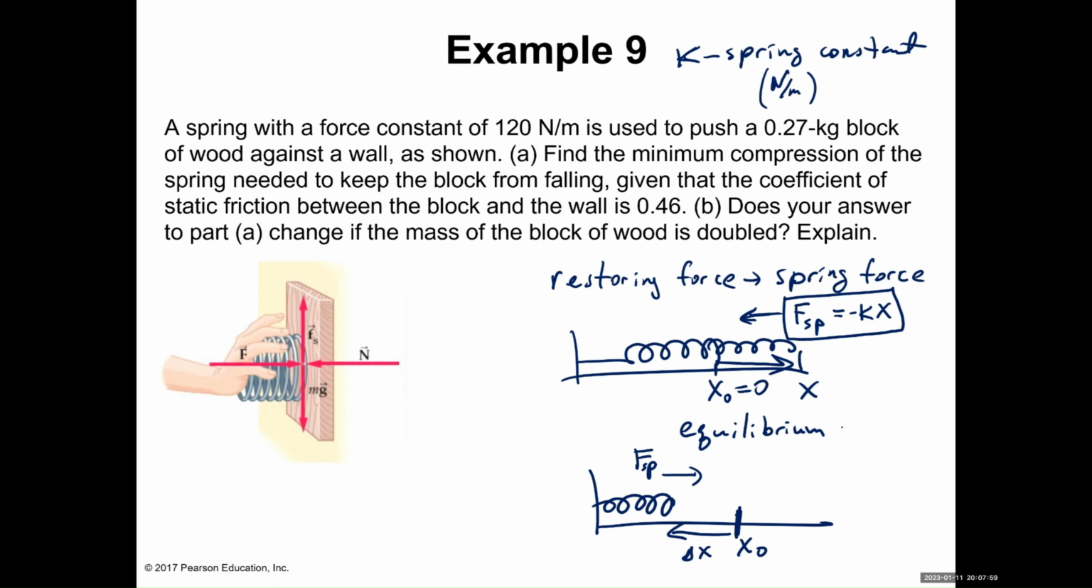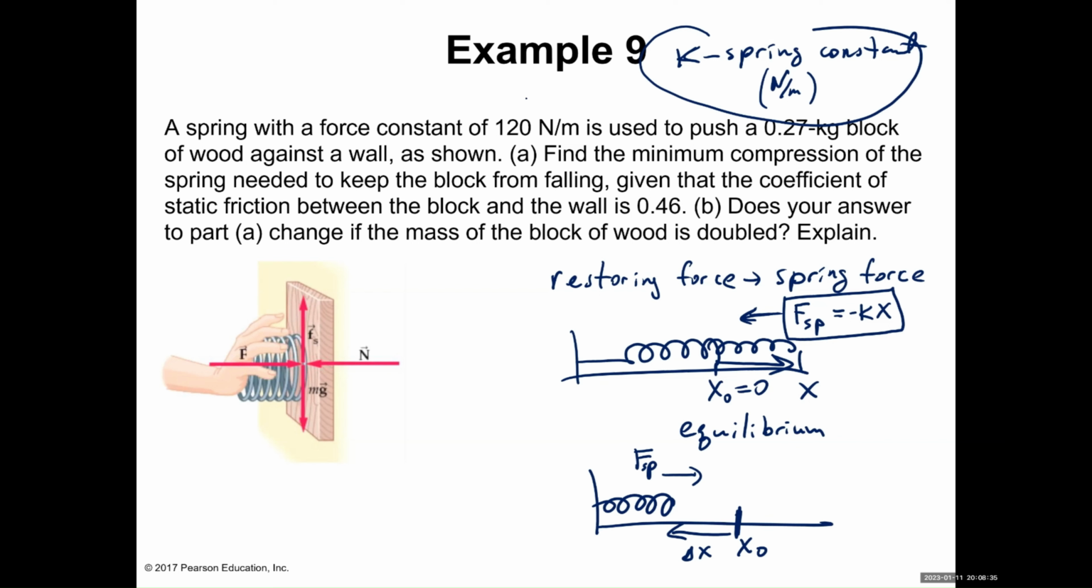Now, let's look at this example. Let's say a spring with a force constant of 120 newtons per meter, which gives you the k for the spring we're using, is used to push a 0.27 kilogram block of wood against a wall, as shown in the picture. What we want to do is find the maximum compression of the spring needed to keep the block from falling, given that the coefficient of static friction between the block and the wall is 0.46.